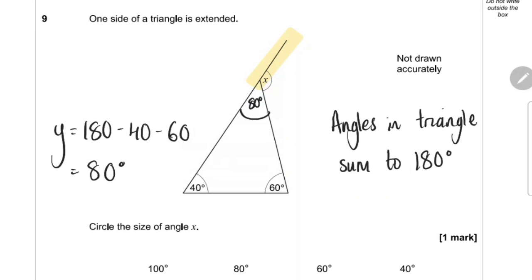And we also know that the whole angle on a line equals 180. So X plus 80 equals 180. Therefore, X is going to be 100 degrees.